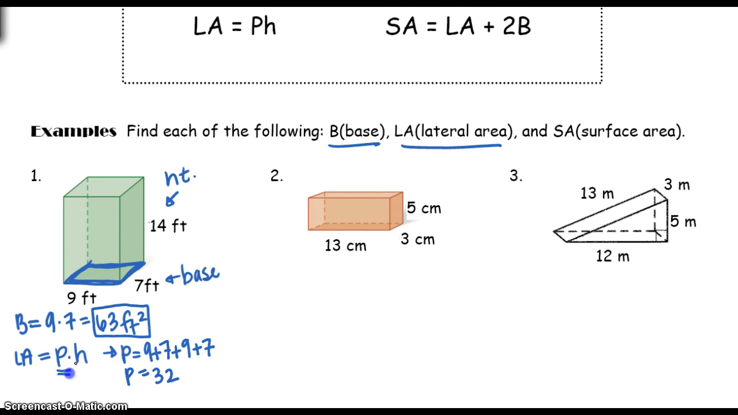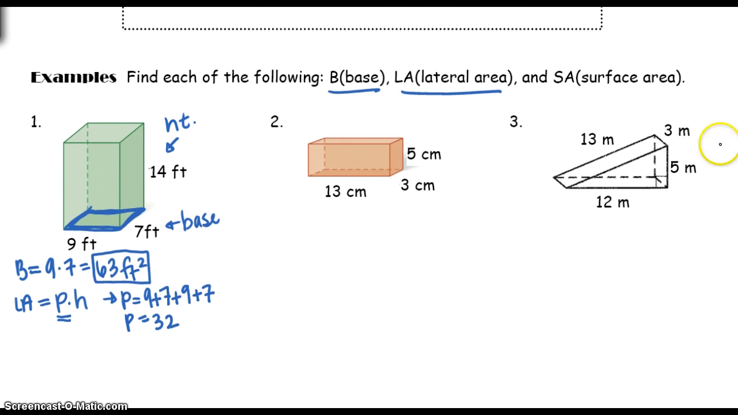Now that I know that, I can put the 32 right here. So lateral area will equal 32 times the height. We'll look at your picture, find your height. Your height here is 14. So 32 times 14. And if you put that into your calculator, you're going to get 448 feet squared. Okay? So now we have lateral area. So let's pause here for a moment. Notice all the formulas we're using. This combines everything that you've learned so far.